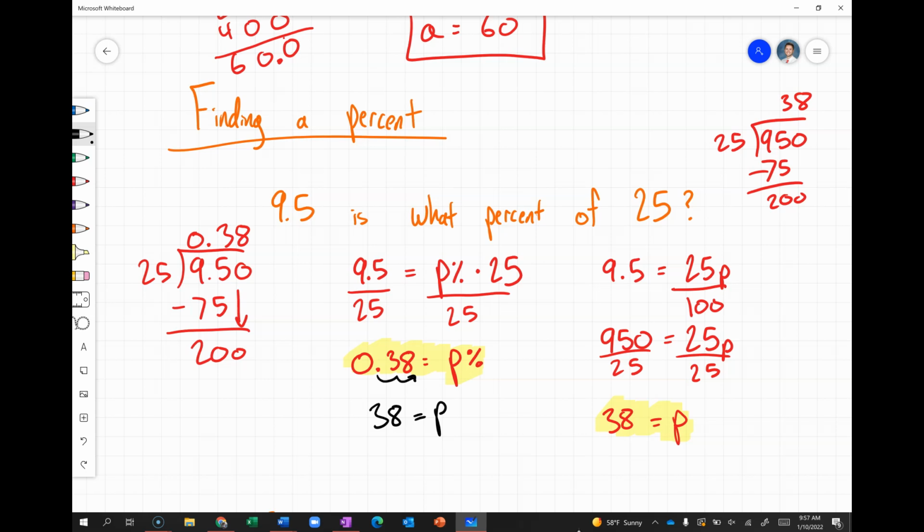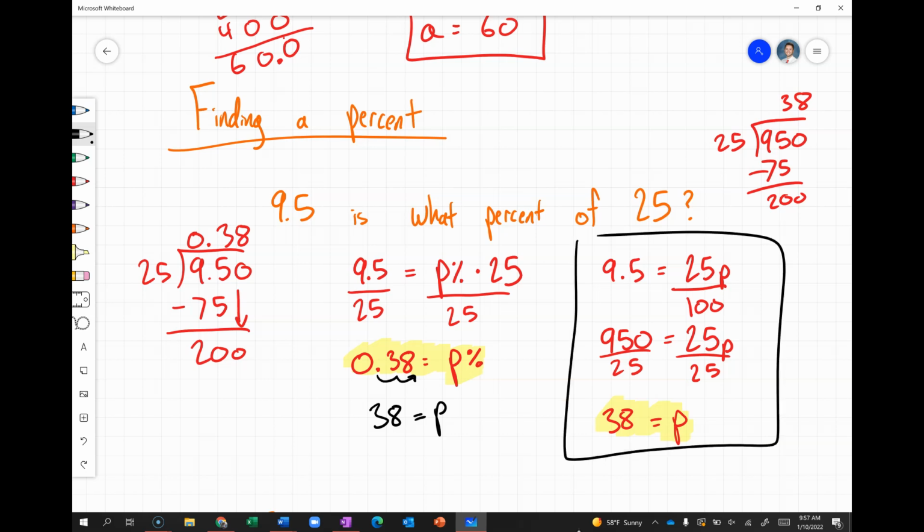So that's why, especially for finding the percent, I prefer this equation on the right. But as long as you remember to move your decimal twice to get rid of this percent sign, then you'll get the correct answer either way.